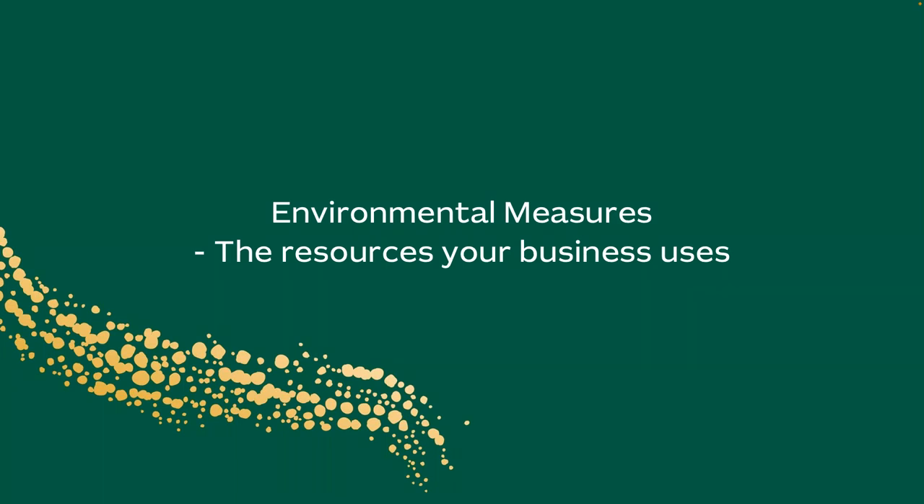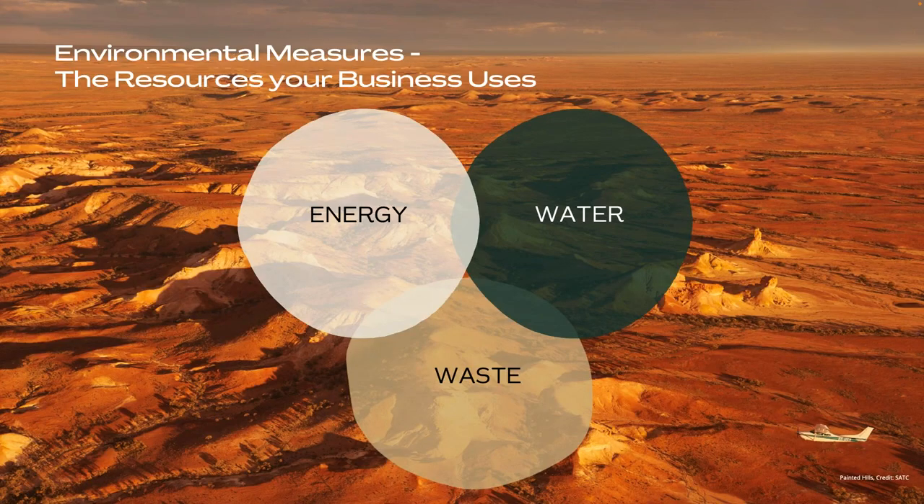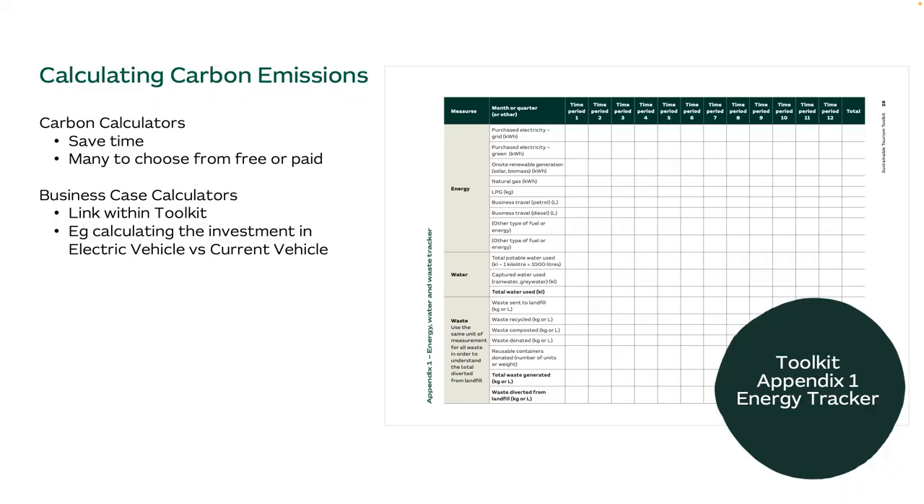So start considering the environmental measures and the resources your business uses. Think about the following when it comes to the resources your business uses. This could be energy, so review your energy bills and monitor the fuel used by your business vehicles. Look at water: review your water bills to assess the volume of water your business is using. And then look at waste: monitor the volume of waste sent to landfill, recycled or composted. There's actually in the toolkit an energy, water and waste tracker template, which can be used to help monitor your resources. In appendix one in the toolkit, there's an energy tracker which you can start going through and start measuring everything from there.